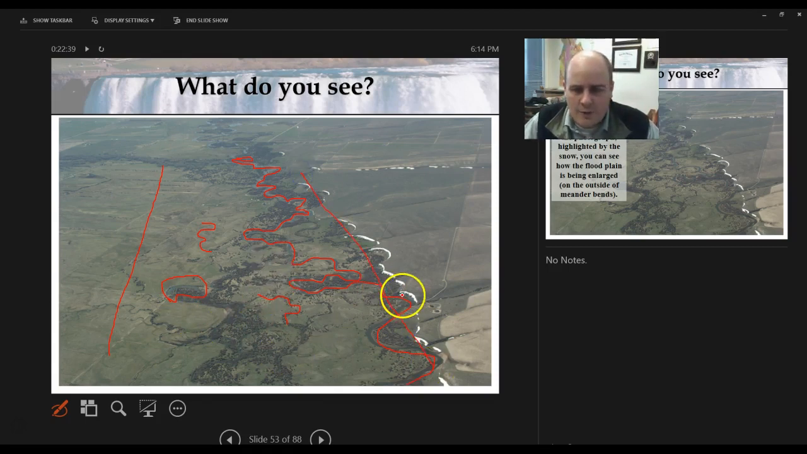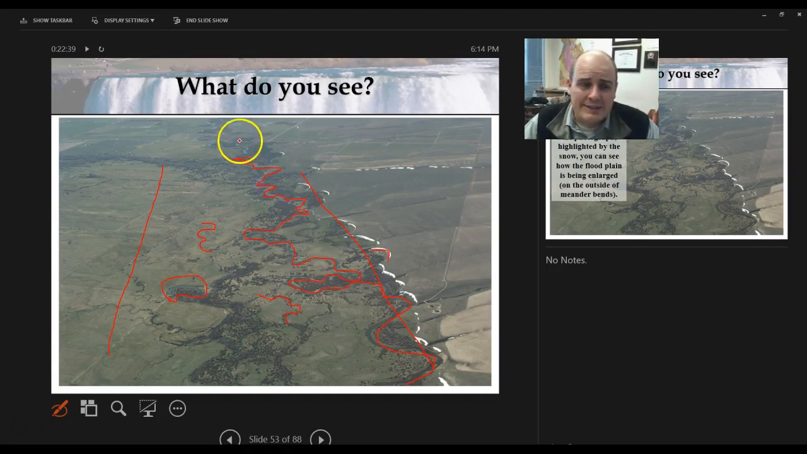For those who don't know, that white stuff's snow. This is near my hometown, where you have these big lava flows, and the river is cutting through, forming these cut banks on one side, and the point bars on the inside corners, right? Okay, as it goes downstream.